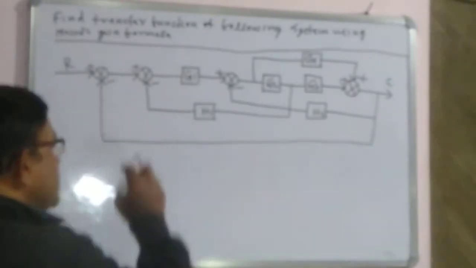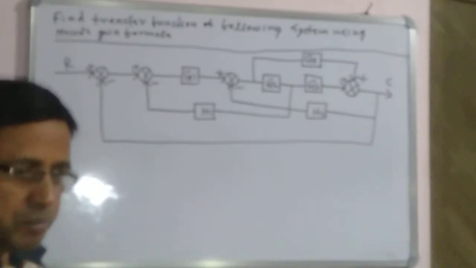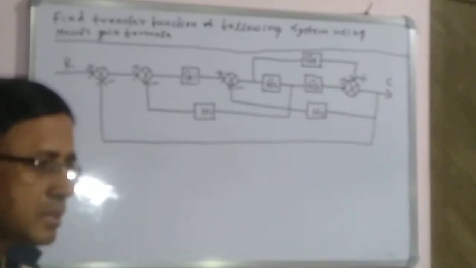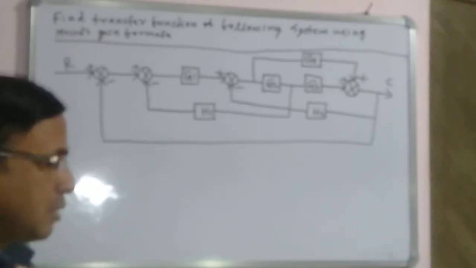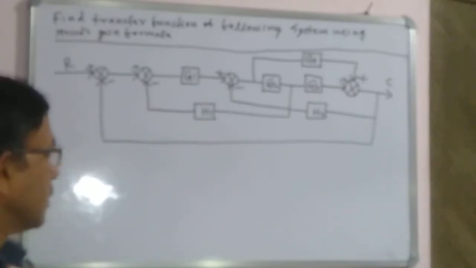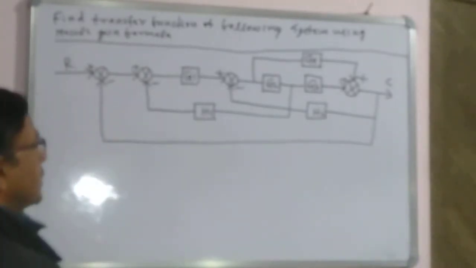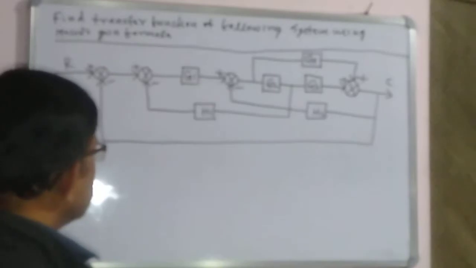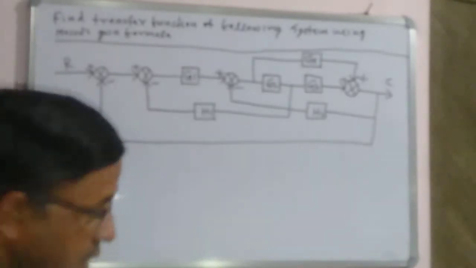It means first we have to convert this to a signal flow graph, then using Mason's gain formula we can find out the transfer function of the system. Clear? So let us start the conversion process, that is, block diagram to signal flow graph.